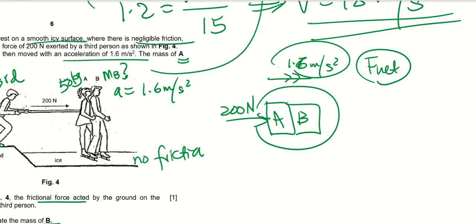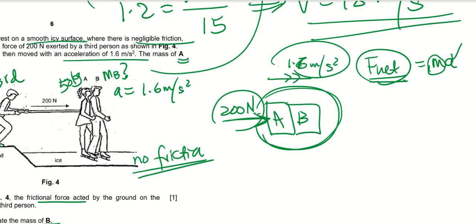So how do we calculate F net? F net equals MA. But we don't know what F net is. We don't know their combined mass, their total mass, but we do know their acceleration is 1.6. If you consider this AB as a whole system, are there any other forces acting on them? No, it's just this third person exerting 200 Newton. Is there any friction? There is no friction. So I can say that this 200 Newton is actually the F net.